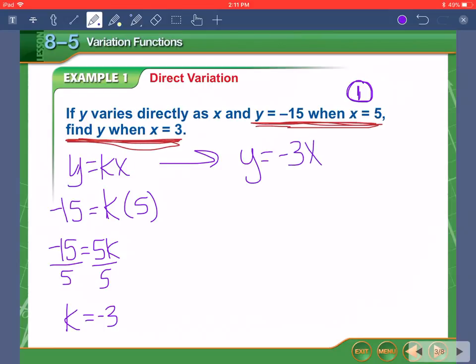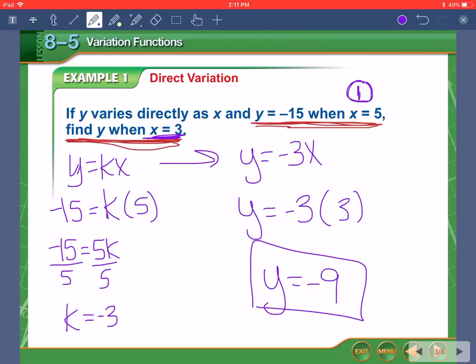And we can solve for y given that x is 3 now. So y equals negative 3 times 3. So we get that y equals negative 9. So really what we did here is we solved for k and then rewrote our direct variation equation with k and then plugged in whatever variable we needed.